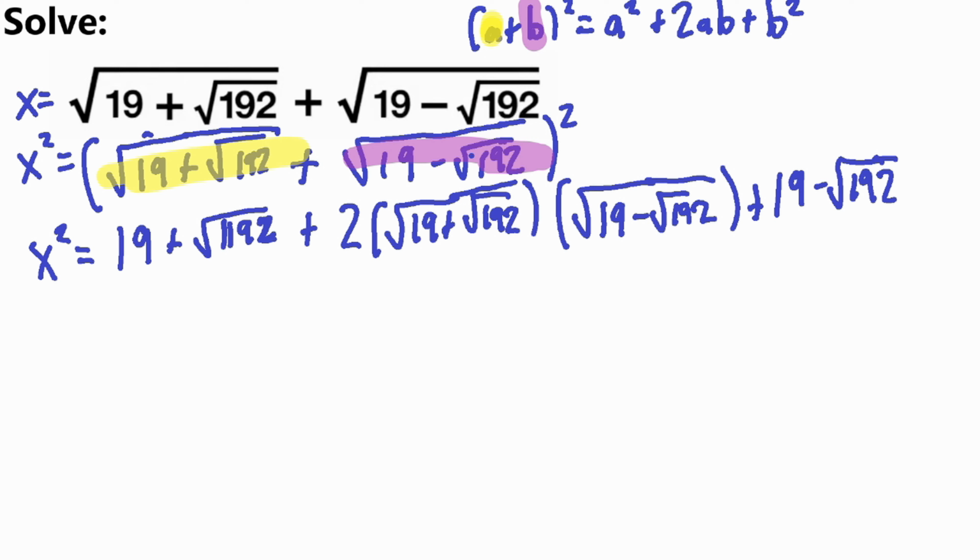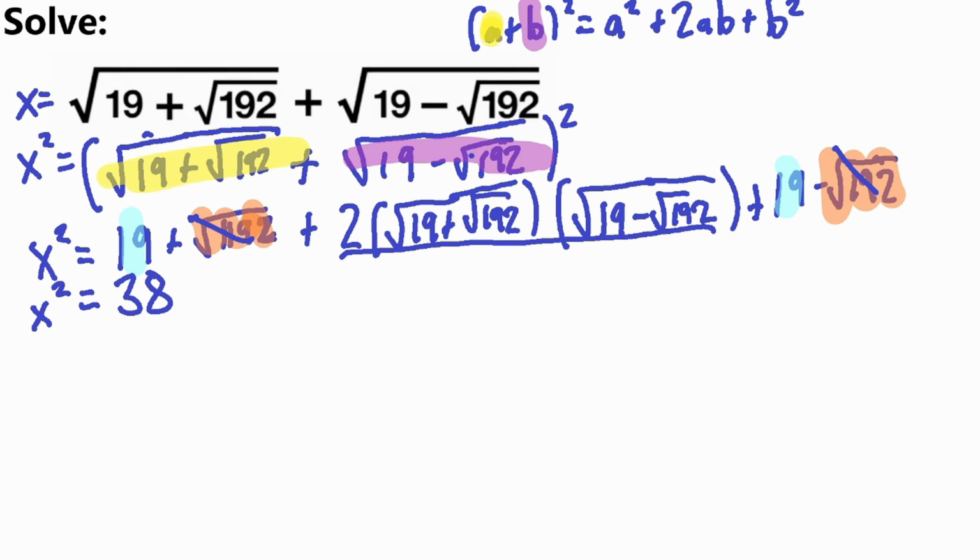So let's already start simplifying a little, make it look neater. We have 19 here and 19 here. So 19 plus 19 is 38. And now notice here we have a square root of 192, and here we have a negative square root of 192. So they cancel each other out. So we're left with 0. So we don't need to worry about those things anymore, which is nice. And now all that we're left with to simplify is this.